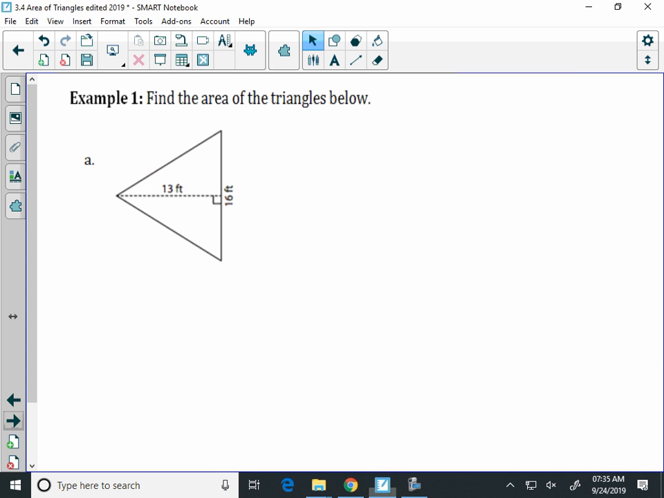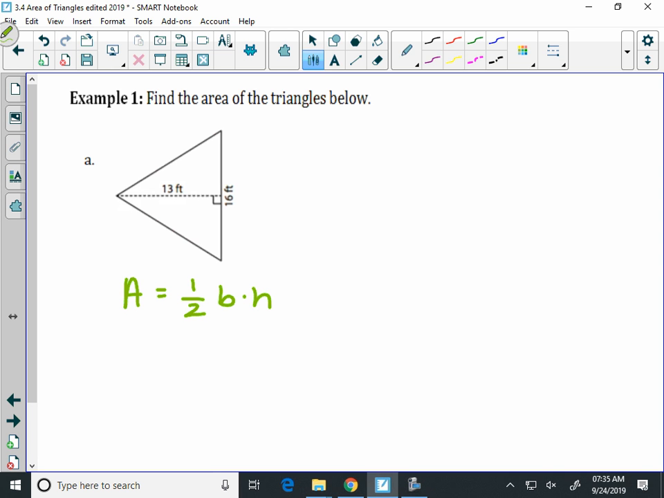So we take a look here. We're going to find the area of each triangle below. So write down the formula for area of a triangle. Look at your formula sheet. Area equals 1/2 base times the height. So you just have to fill in what your base and what your height is. 1/2 something times something. Looking at this triangle, what is our base?